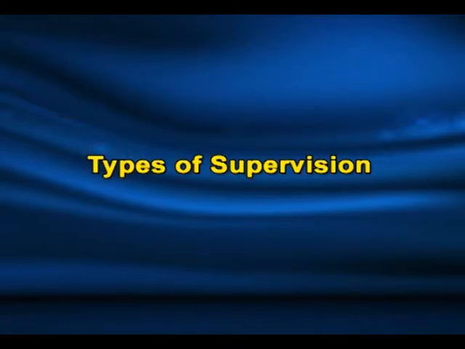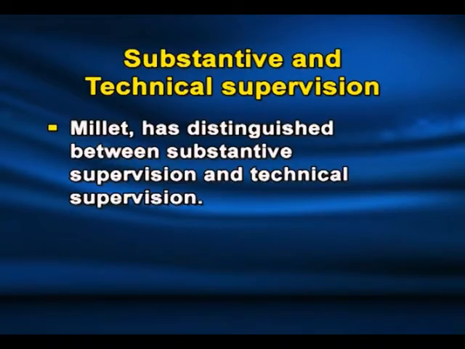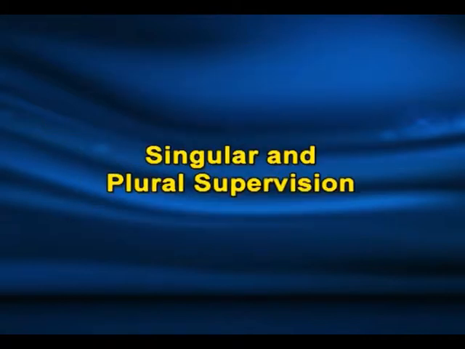Now, let us look into the types of supervision. The following types of supervision can be identified. First, substantive and technical supervision. Millett has distinguished between substantive supervision and technical supervision. Substantive supervision is concerned with the work done by an agency, and technical supervision deals with the methods by which the work is done. Second, singular and plural supervision.